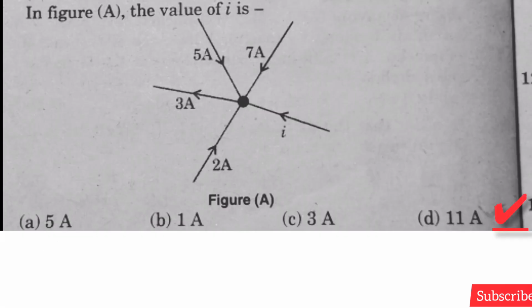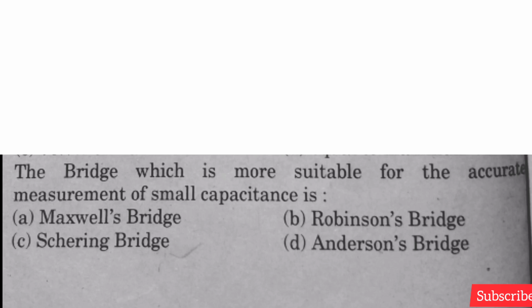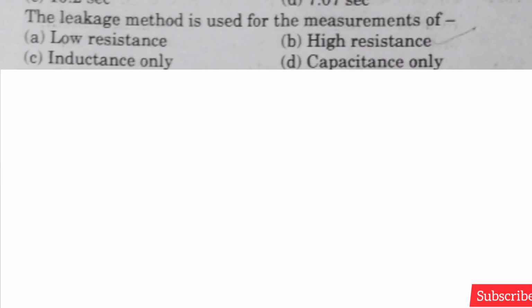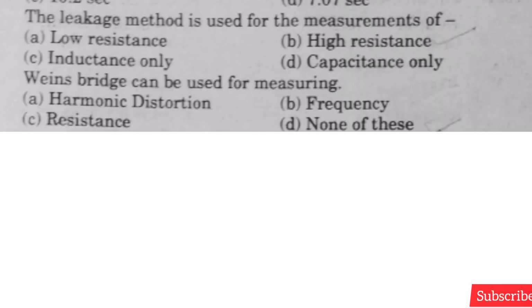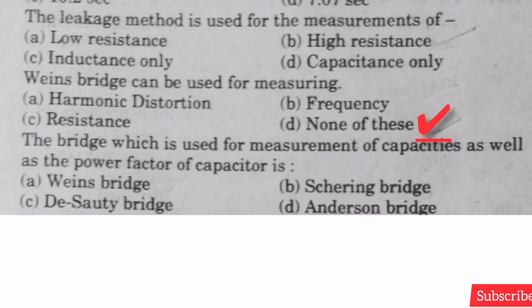Option D is right. The bridge which is more suitable for the accurate measurement of small capacitance is option C. Option C is right. The leakage method is used for the measurement of high resistance. Option B is right. Wein's bridge can be used for measuring. Option D is right. The bridge which is used for measurement of capacities as well as the power factor of capacitor is option A. Option A is right.